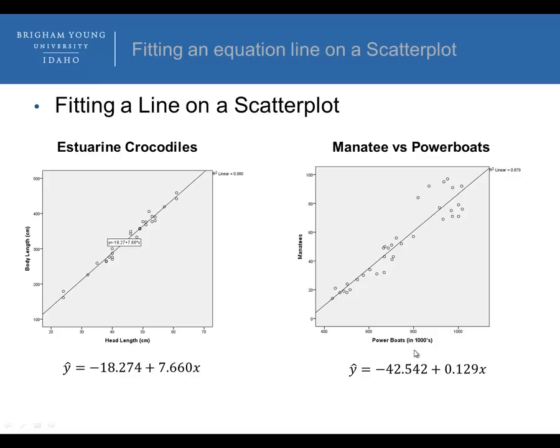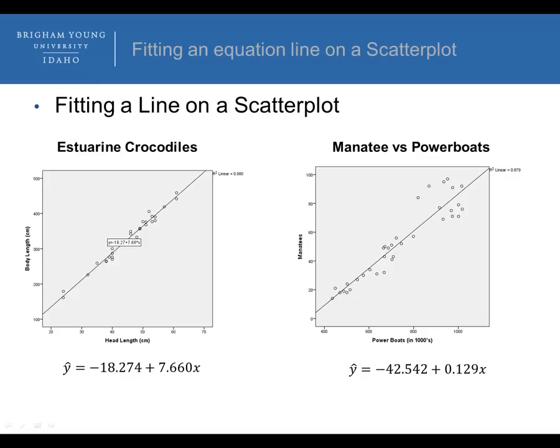And then also with this scatter plot here, if we were to take this all the way to 0, where x is equal to 0, it would be somewhere over here, and then y would be equal to negative 42.542. But if we increase the number of powerboats by 1,000, then the number of manatee killed would go up by 0.129. Okay, and that's what I wanted to mention here on these.